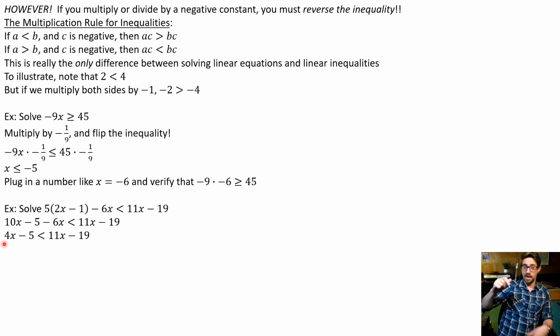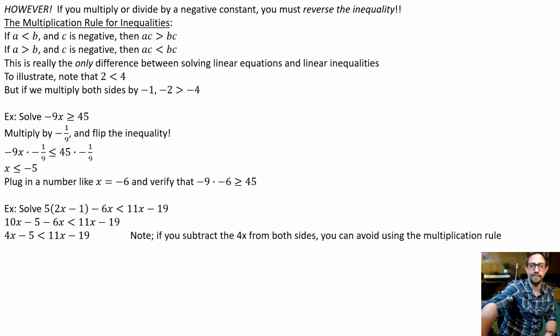But if you did it the other way, if you subtracted 4x from both sides, what would you get? You'd get a 7x over here. And then you would divide by 7, and then you would avoid ever having to use the multiplication rule for inequality. So I don't want to let you get out of ever using it. You're going to have to use it. But be smart when you do algebra, right? There's not just one way to do it, but oftentimes there's a quicker, easier way. Okay, so that's hot tip of the day. So subtract the 4x from both sides and then go ahead and add 19 to both sides.